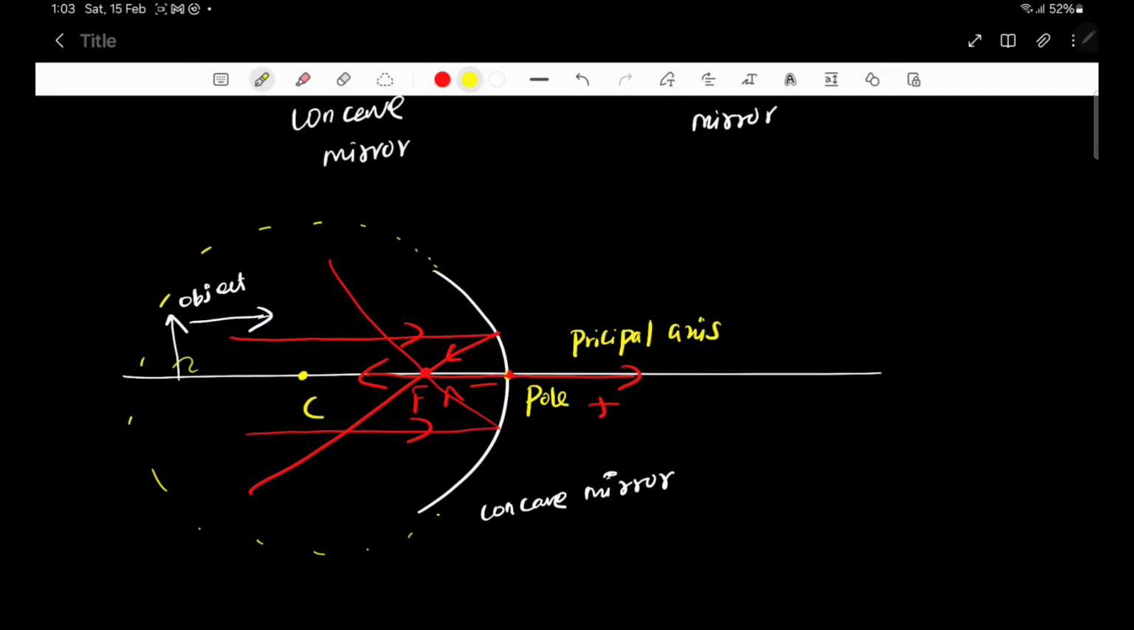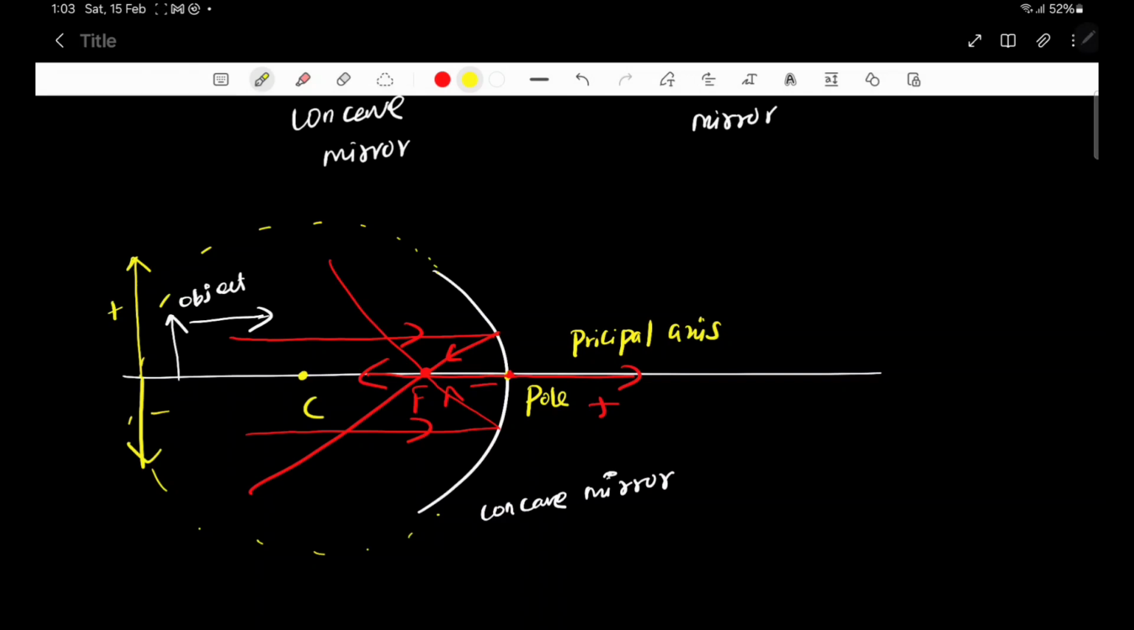Similarly, if any vertical distances are measured, they are measured with respect to the principal axis only. So with respect to the principal axis, if you measure the height along this way, we can call that height positive. If any vertical distances are measured in the opposite sense, which means in the downward sense, it is negative as per our sign conventions.